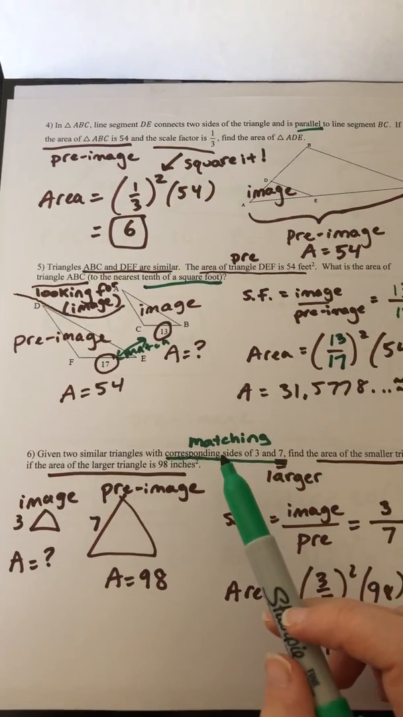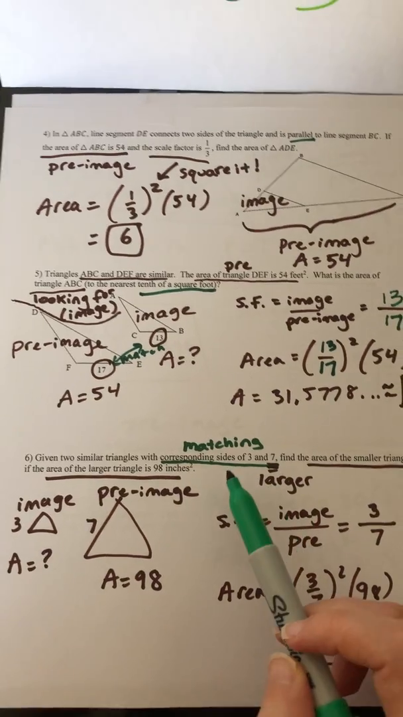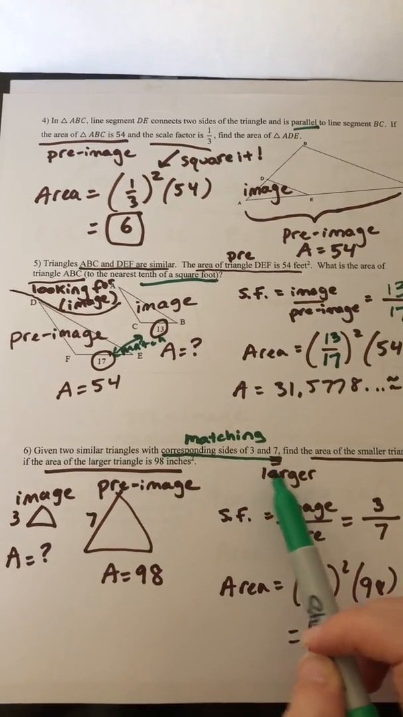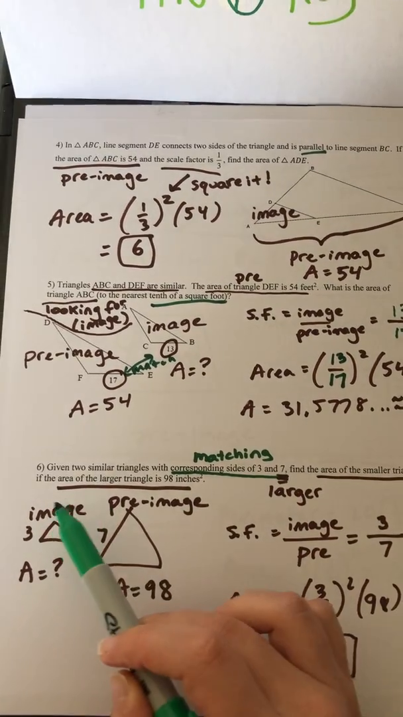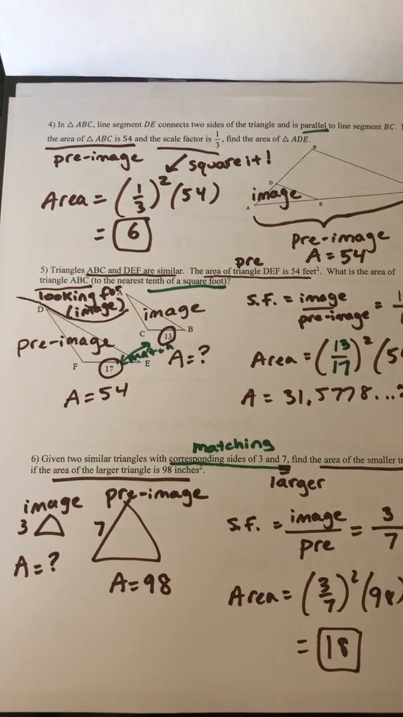On the last question, we don't have a diagram, so maybe drawing diagrams like I did will be helpful. Two similar triangles with corresponding sides of 3 and 7. Those are the matching sides that we know match up. Find the area of the smaller triangle if the area of the larger triangle is 98 inches squared.